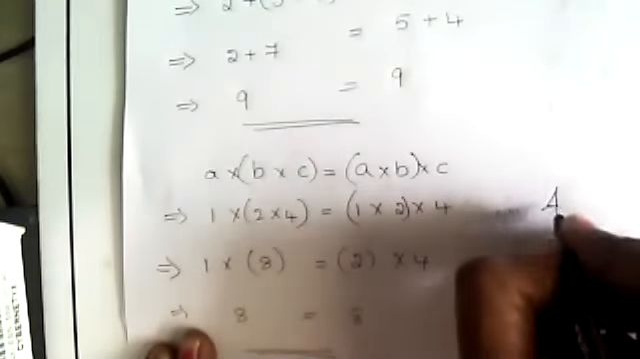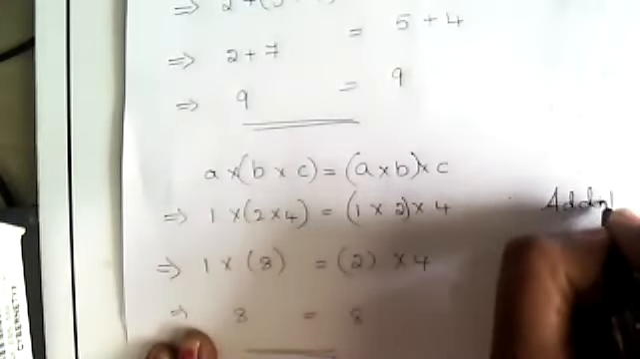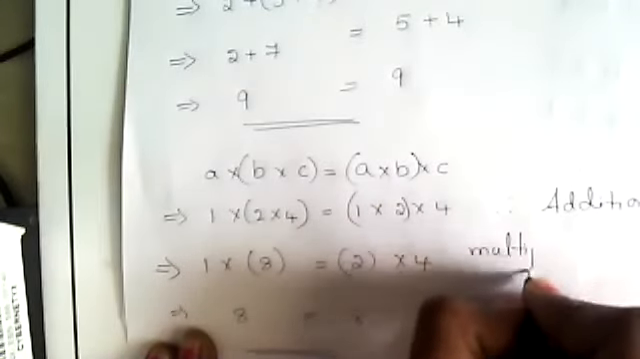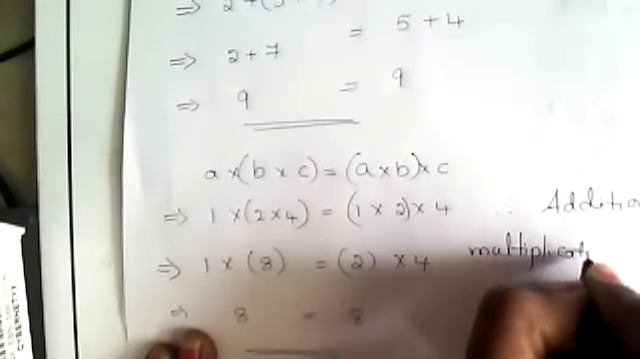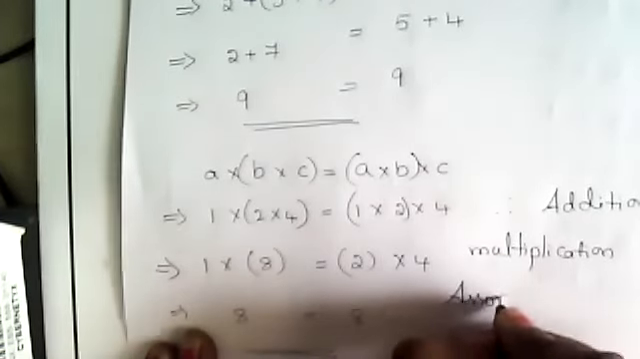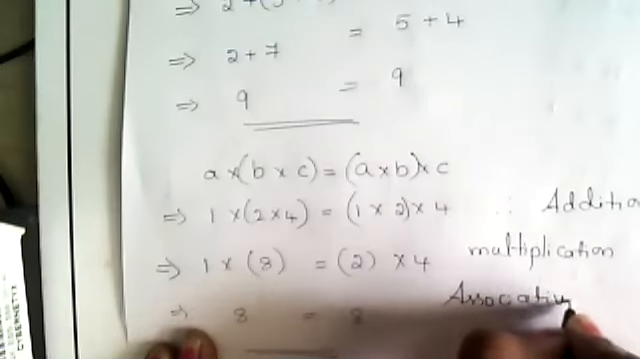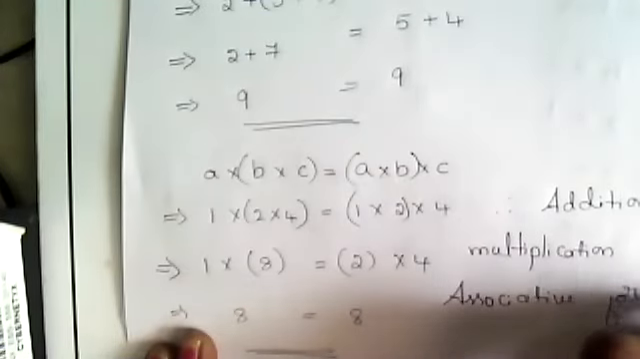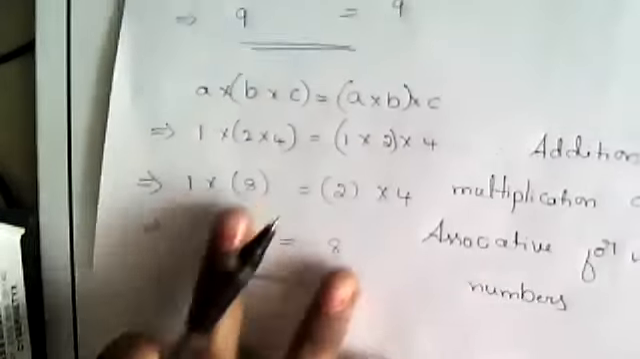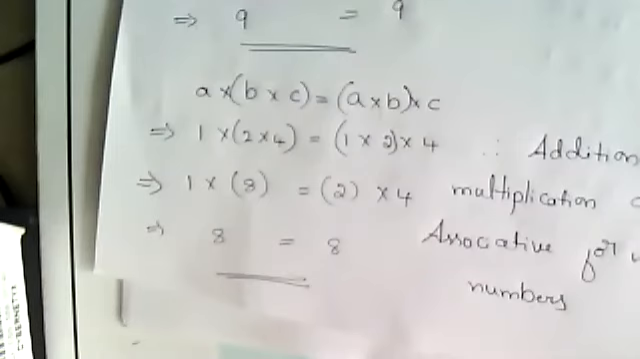Therefore, addition and multiplication are associative for whole numbers. Okay.